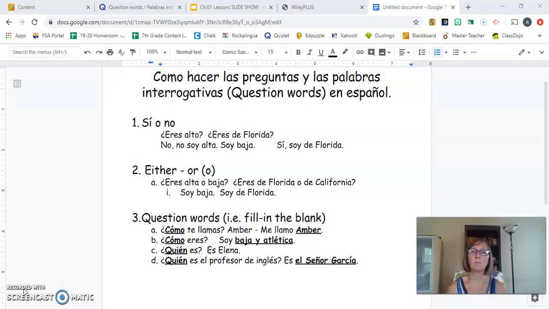So let's start with the most simple, the sí or no questions. This is simply a question that is more or less a statement turned into a question. So for example, I might say, ¿Eres alto? Are you tall? Or ¿Eres de Florida? Are you from Florida? So if you notice, the answer is within the question, and you simply answer with sí or no. So en este caso, you might say, sí, soy alto. Or for me, I would answer, no, no soy alta, soy baja.